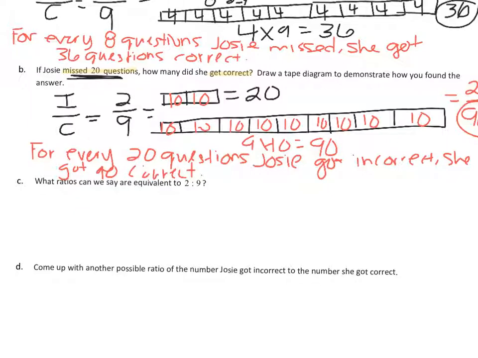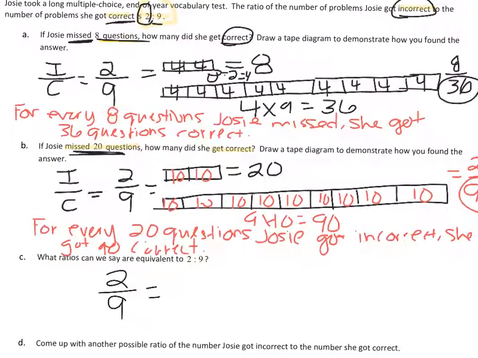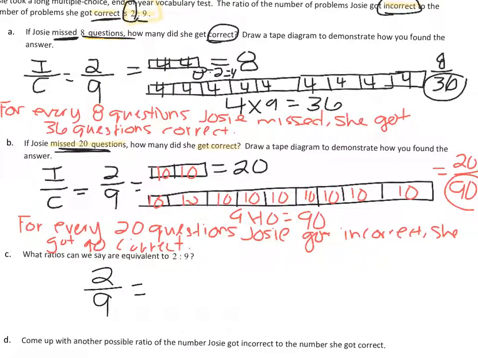What ratios are equivalent? So 2/9 is equivalent to the 8 over 36, and that's equivalent to the 20 over 90. Those are all equivalent.